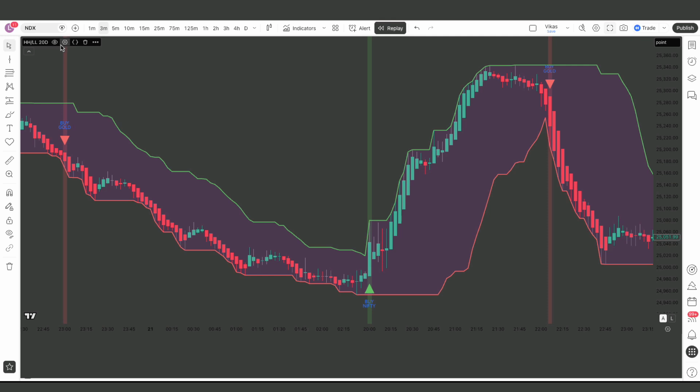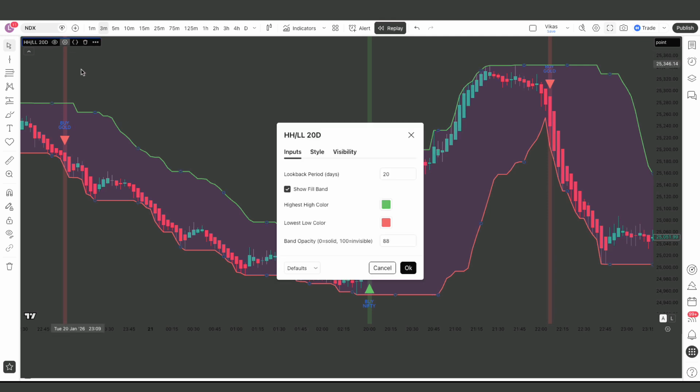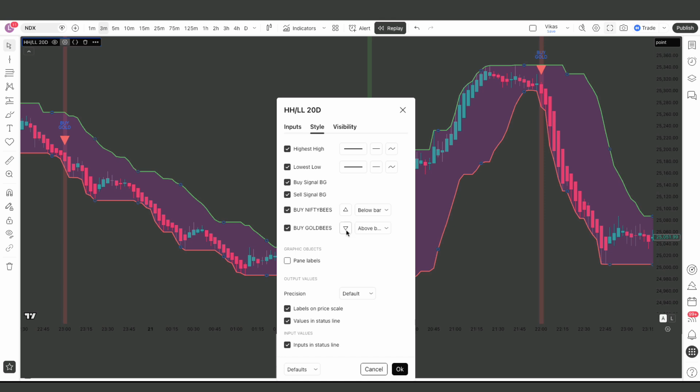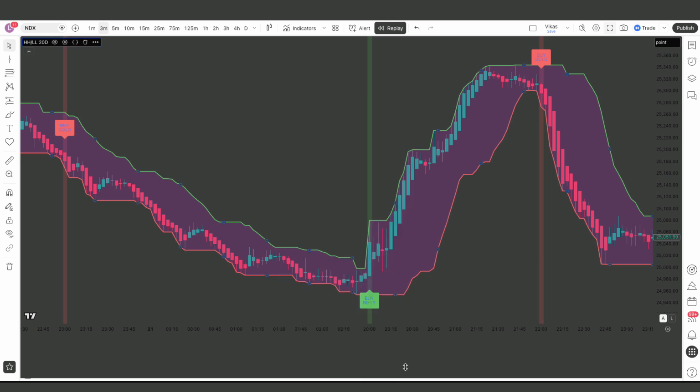Now the indicator settings change for perfect signals. First we change the look back period from 20 to 12, and after that change band opacity from 88 to 80. We have to keep these options hidden. And after that, change Buy Gold BS triangle down to label down, and change Buy Nifty BS triangle up to label up. Here everything is fine. After that, click OK. Now we'll add one more indicator to make this strategy more powerful.